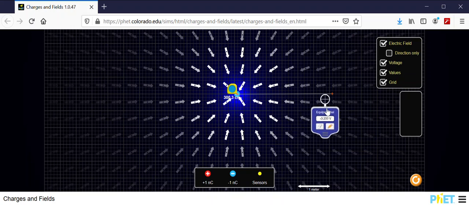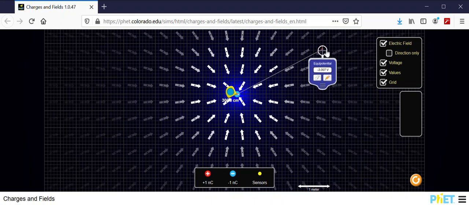So at 3 meters we have a voltage of, I'm reading minus 2.998 volts. So here is another 3 meters. Are we going to get the same value? Let's move the voltage box there. About the same value, right? And so on and so forth.